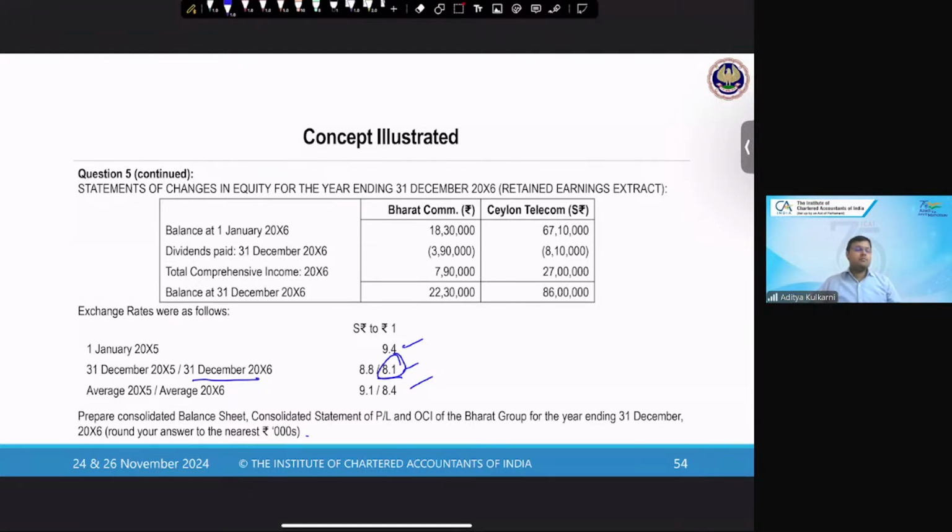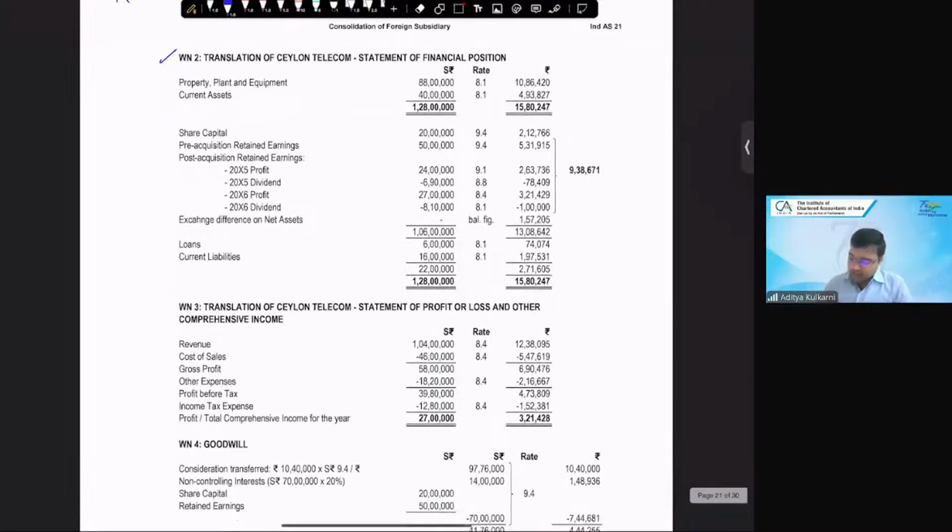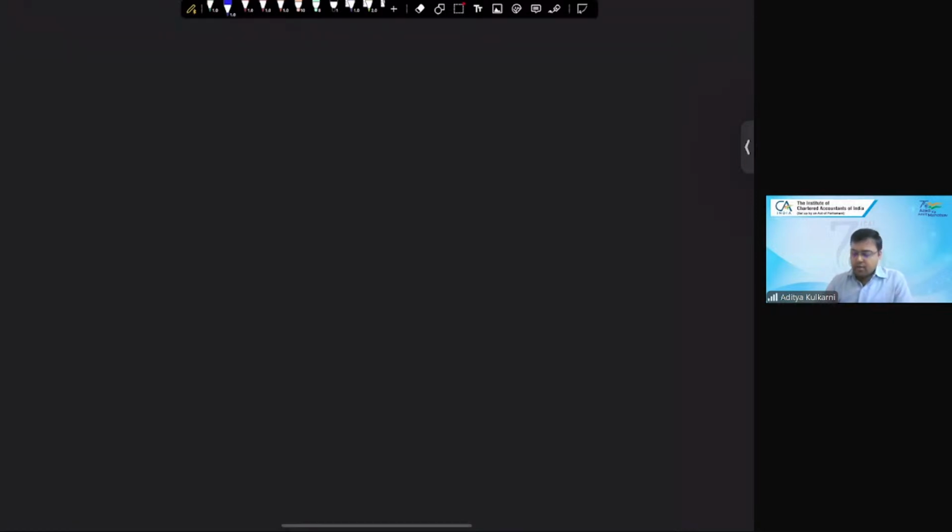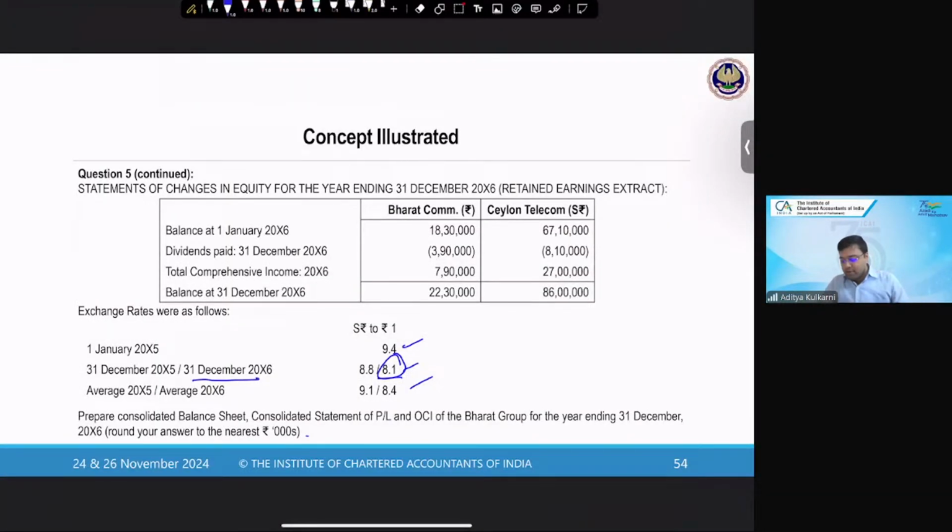No doubts. Okay. So now you can see property, plant, equipment, current assets, loans, current liabilities, and dividend paid because there is a payment that is happening. All these things are converted using the closing rate. Have you understood? Yes, sir. There is no doubt on this front. Okay, let us then move on to the next. Share capital should be converted using which rate?